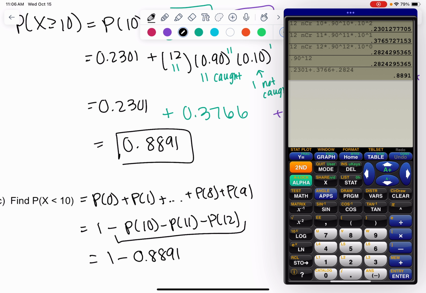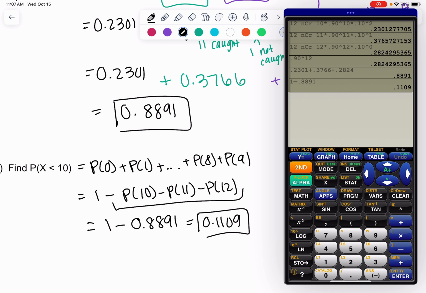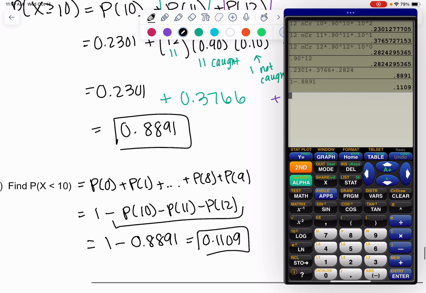So sometimes it's easier to do the opposite if you're using the formula too many times. So think about that. If you're using the formula a lot, just take a second to think, would the opposite be faster? So in this case, less than 10, I would use the formula for 0 through 9. That would take me forever. So finding 10, 11, and 12, especially because we already did, it was a little bit quicker to subtract.